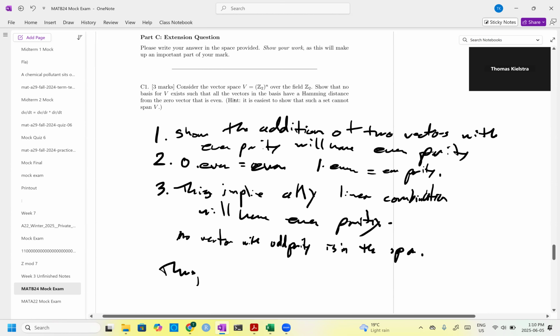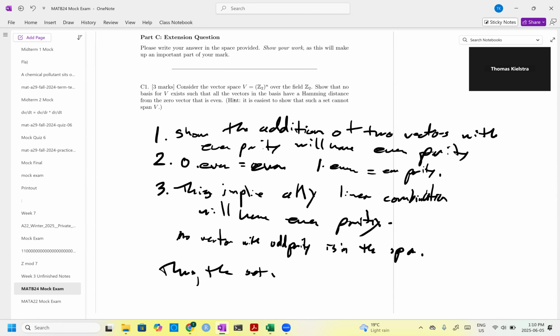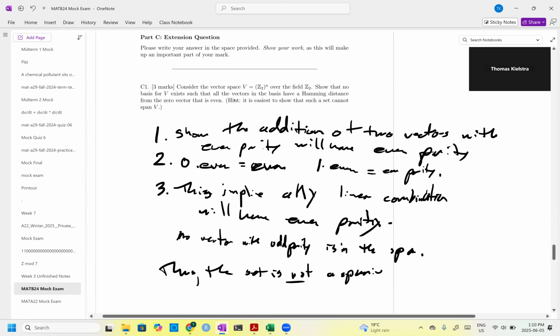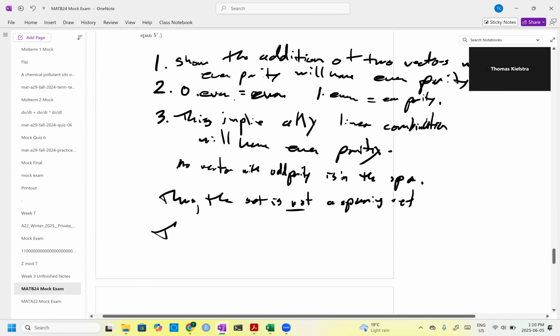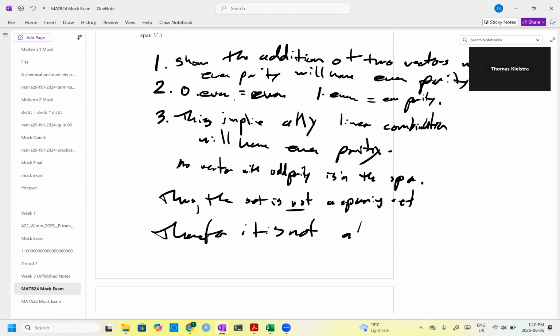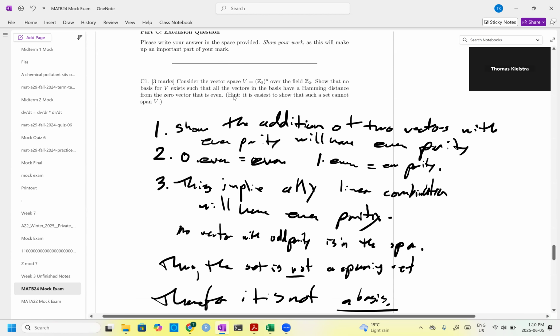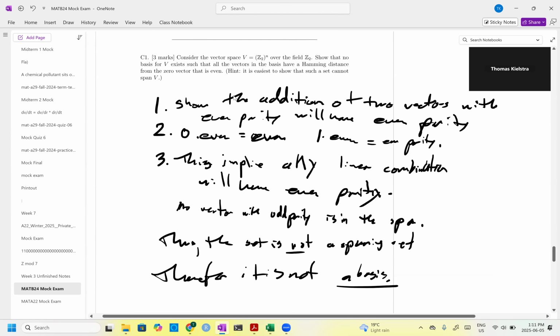Thus, the set is not a spanning set. Therefore, it is not a basis. Now, this is a very challenging question, but that's why it's worth 3 marks. There is potential for questions on the exam to be challenging in this way, but it will be a small portion of the exam.